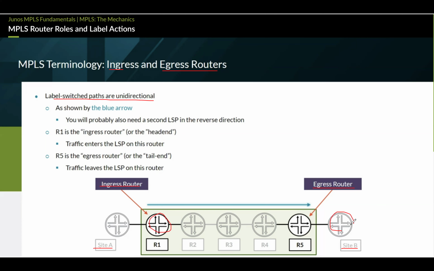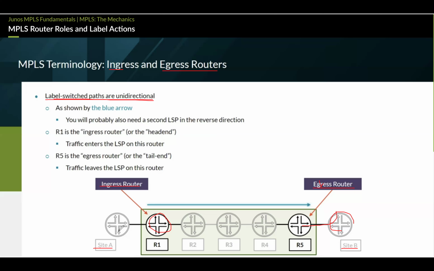If you consider this as the starting point, the packet is traveling from customer A's router to provider A's router. If you consider your journey starting from site B, that will be the ingress router, and this one, R1, will be the egress router. That's why the label paths are unidirectional, not bidirectional.